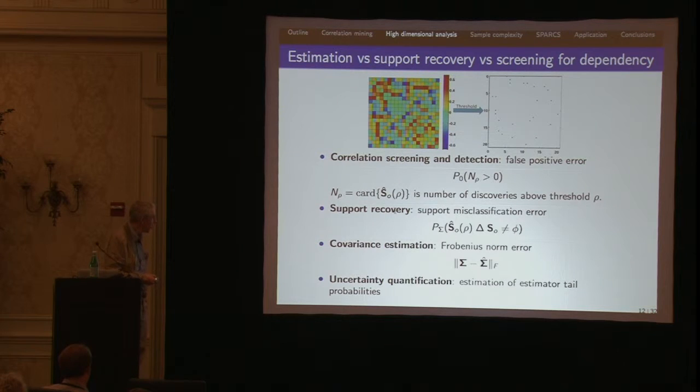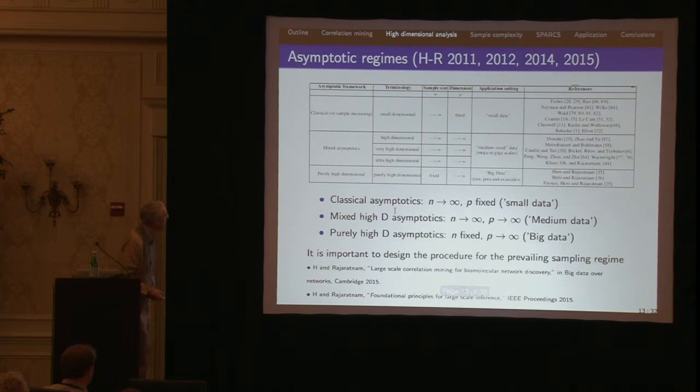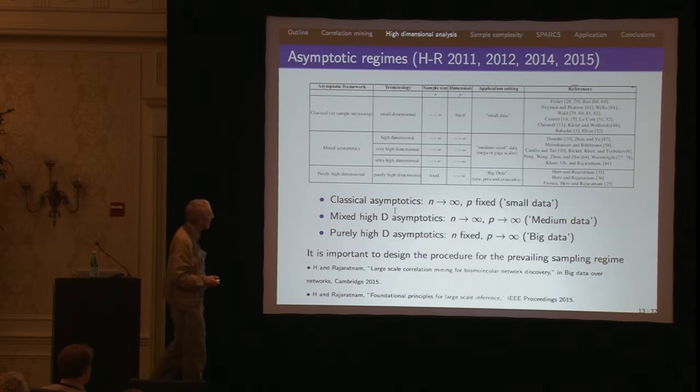And then covariance estimation through Frobenius norm. And finally, uncertainty quantification, which is estimation of the estimator tail probabilities, where the estimator is sigma hat. So there are lots of asymptotic regimes that have been looked at in the context of correlation estimation and correlation models. The classical regime, which is the central limit regime, which I characterize as the small data application, is when n goes to infinity, p is fixed, and there's lots of work on this problem going way back to Ronald Fisher's original work earlier last century.